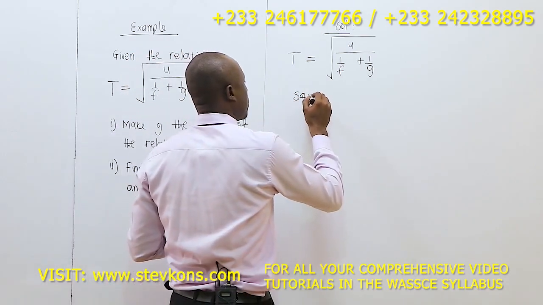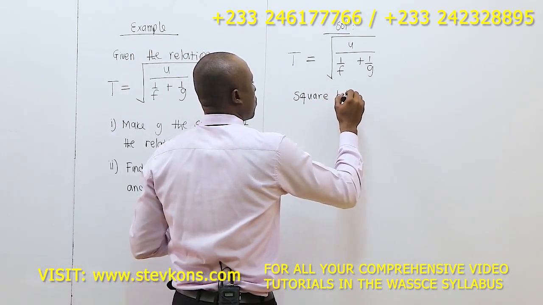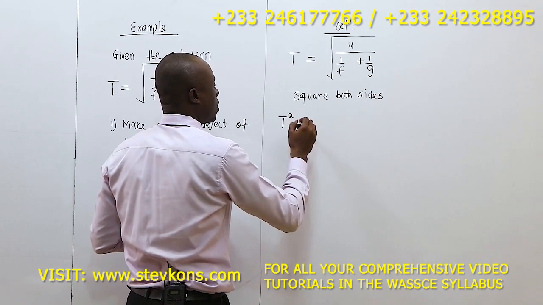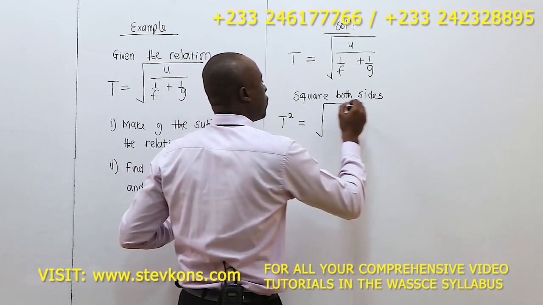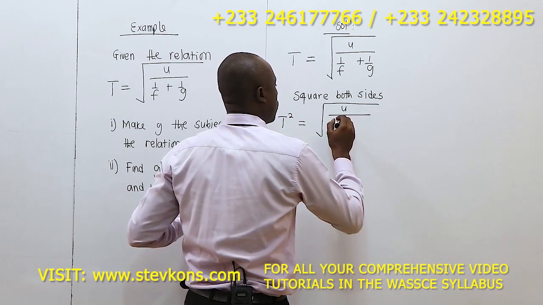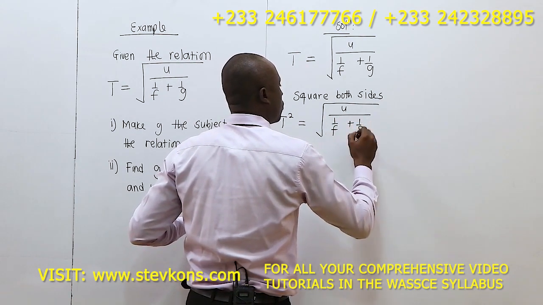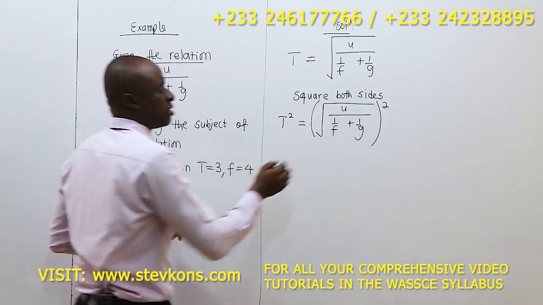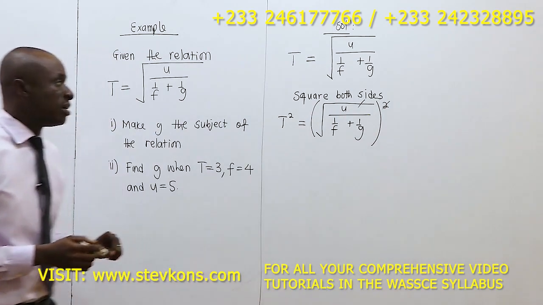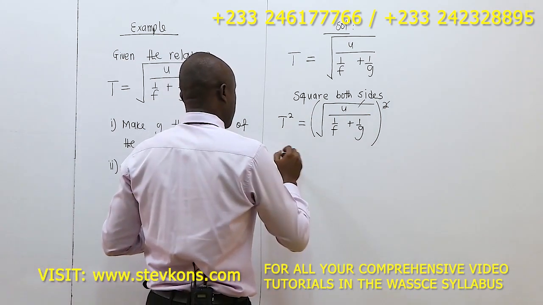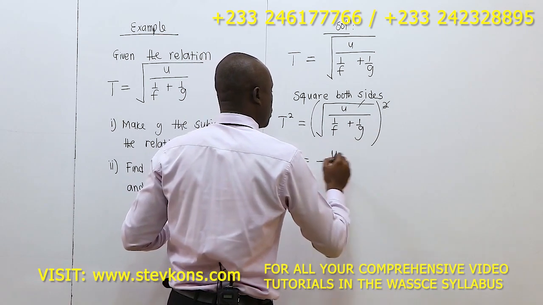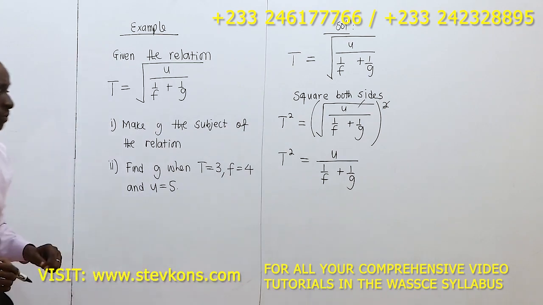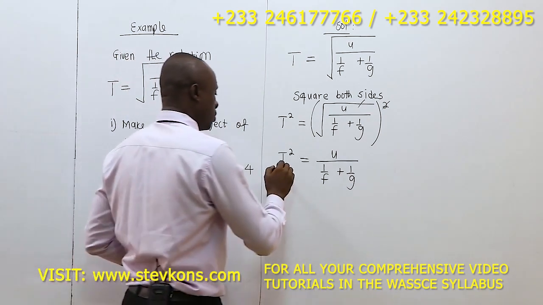So we square both sides. So we have t squared equal to the square root of u over 1 over f plus 1 over j. We square both sides, so this is cancelling out that. So we have t squared equal to u over 1 over f plus 1 over j. We want to make j the subject. From here, what do we do? This over 1.